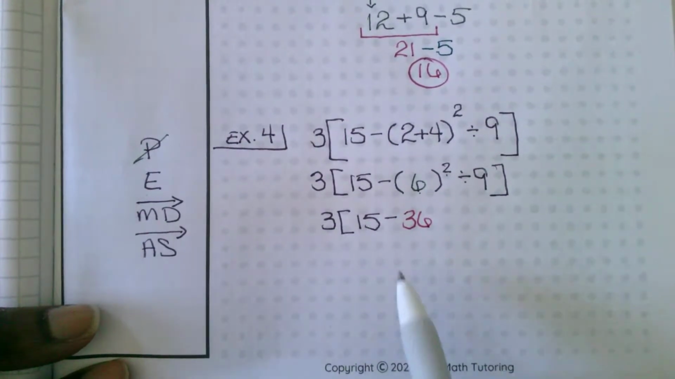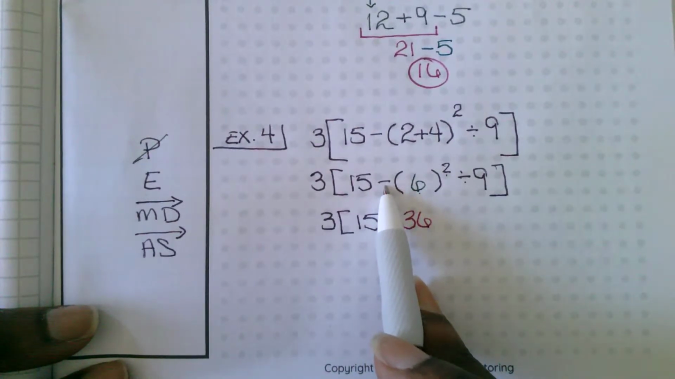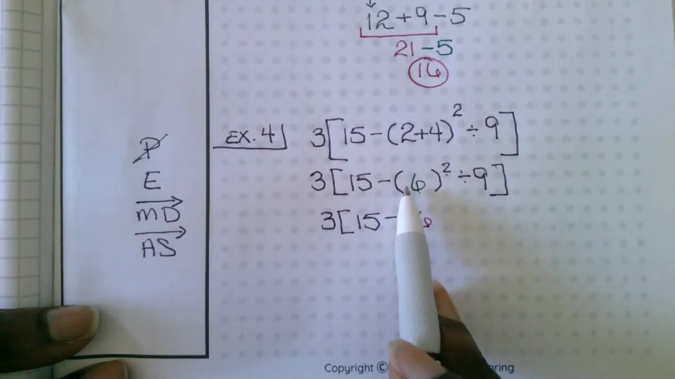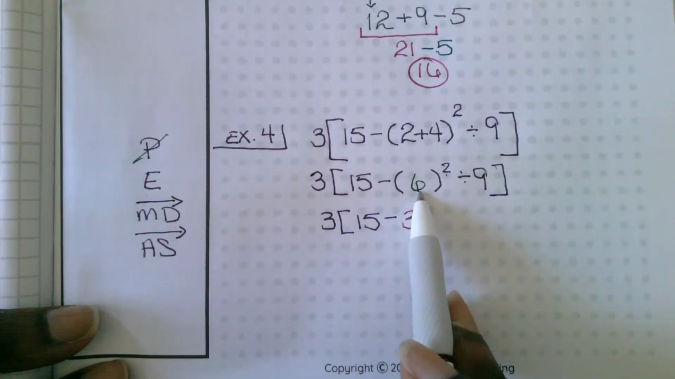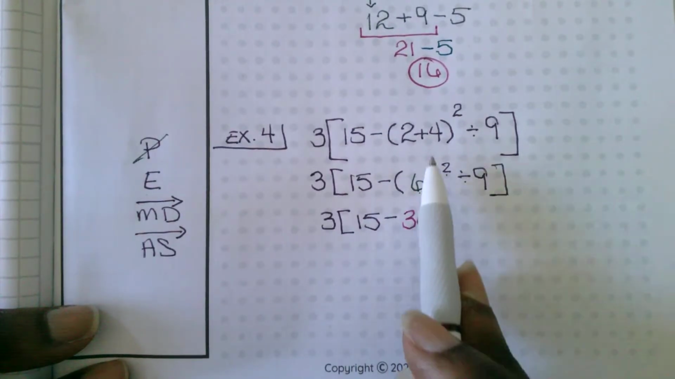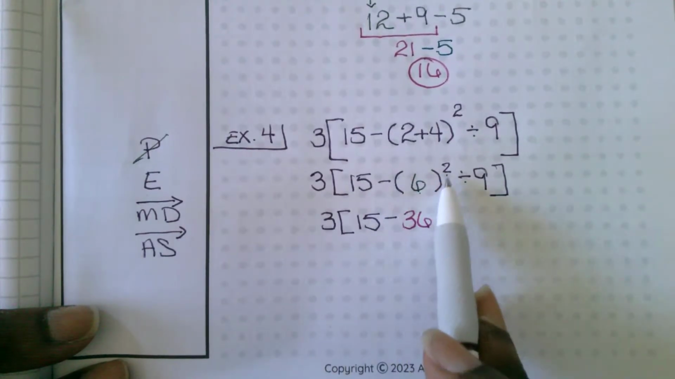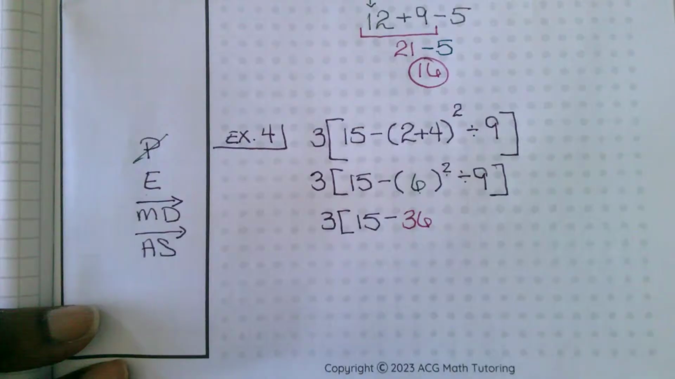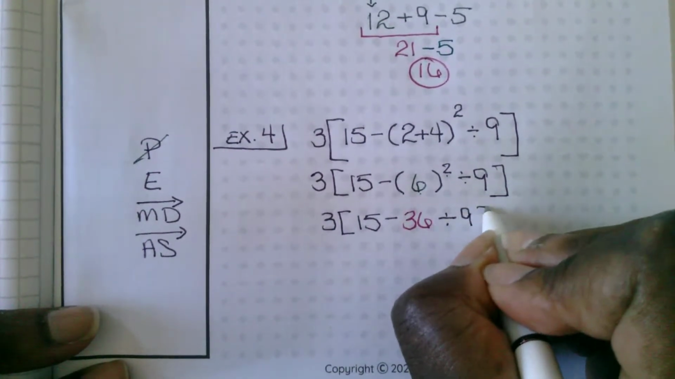Okay. And it's not a negative 6 because this minus sign, which does act as a negative for this previous number, it's not inside. When we added the 2 and the 4, we did not get a negative 6. We got a positive 6. So you're only squaring the 6. That's where the 36 came from. Then we're bringing down our division of 9.